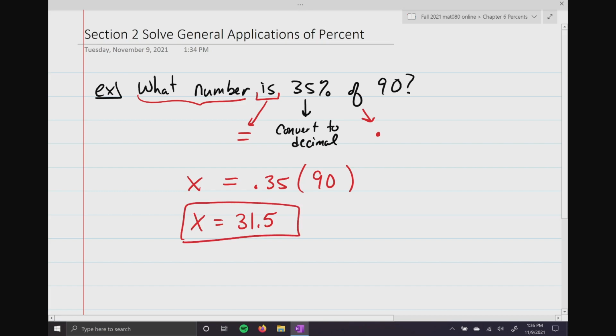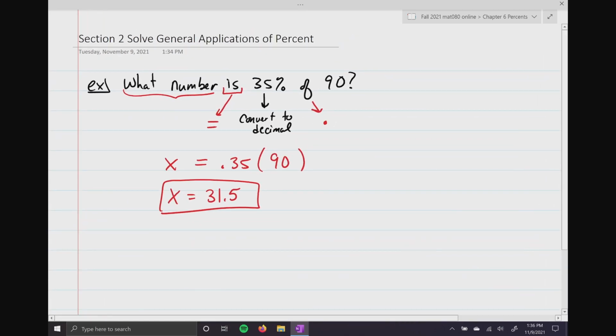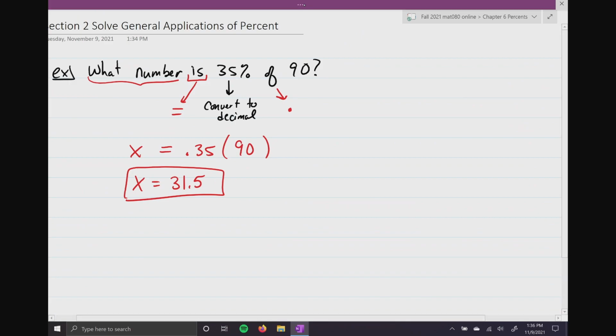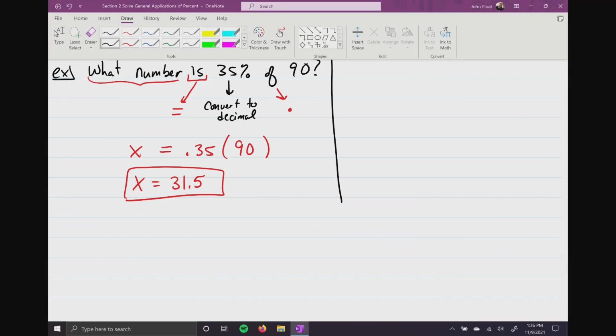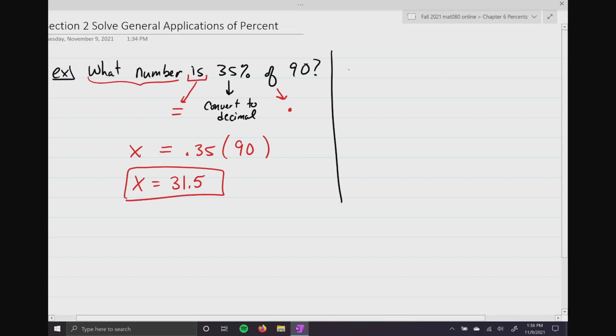Now, there is another way that we can approach this problem. And that is called, and I'm going to write this one in a different color, this is the way, honestly, I prefer. It's called the percent proportion. And like I said, in section 5, we see this a lot. But the percent proportion is basically a formula that we're going to be using. It looks just like this.